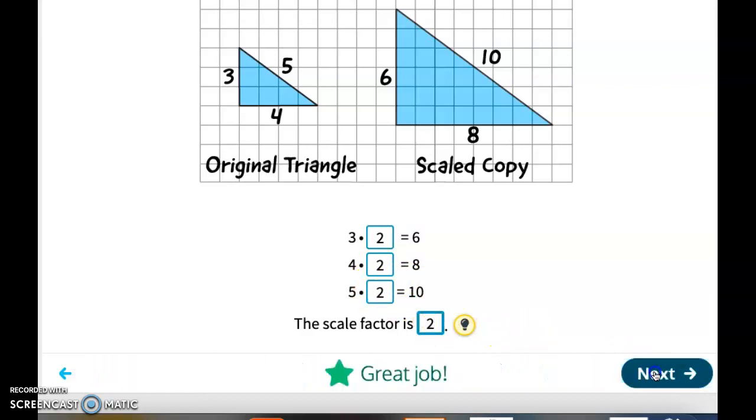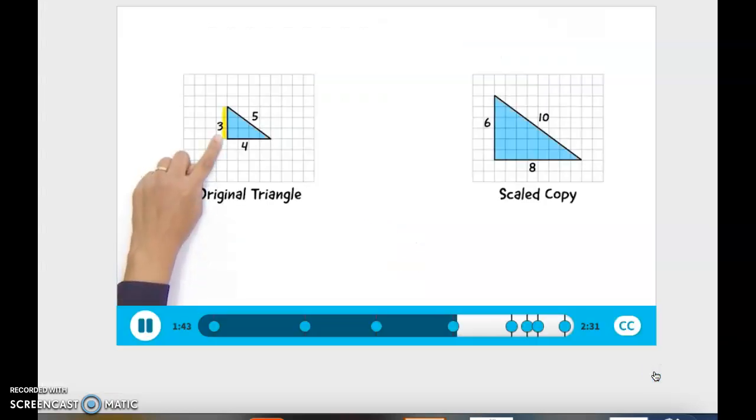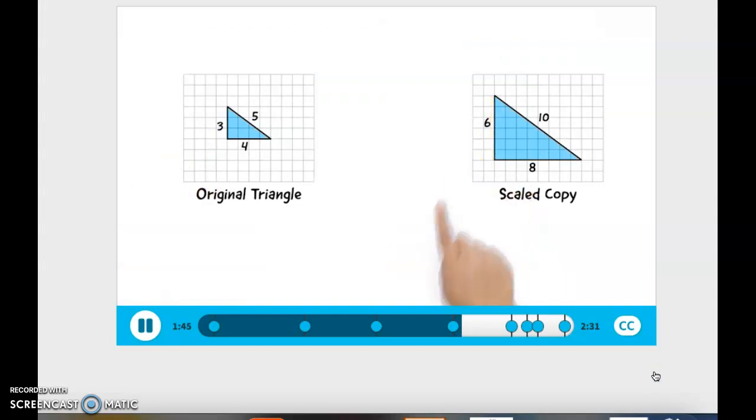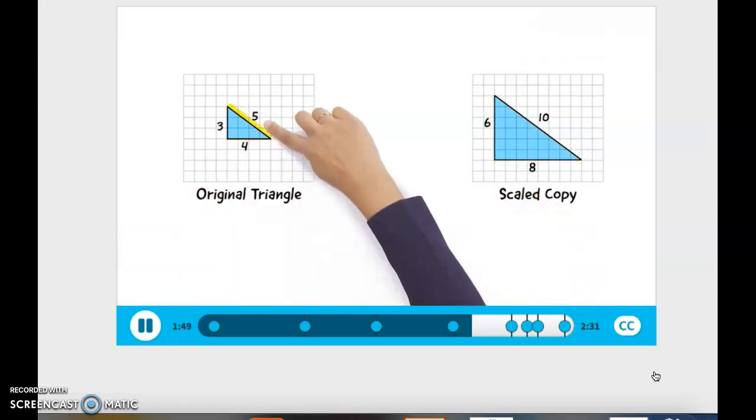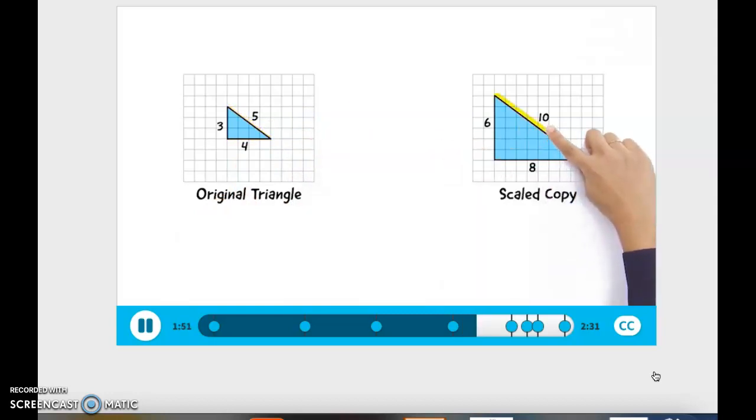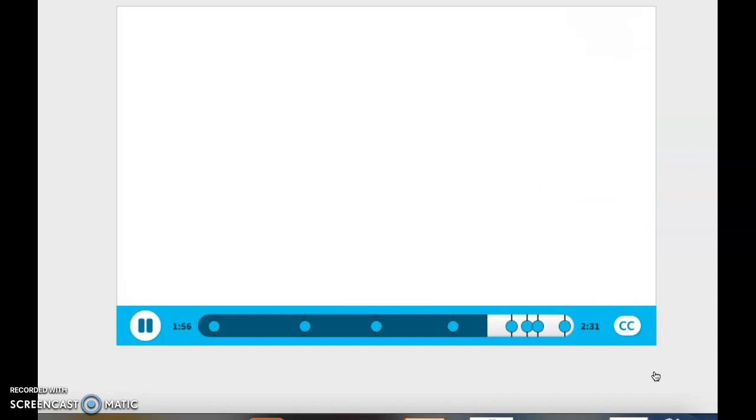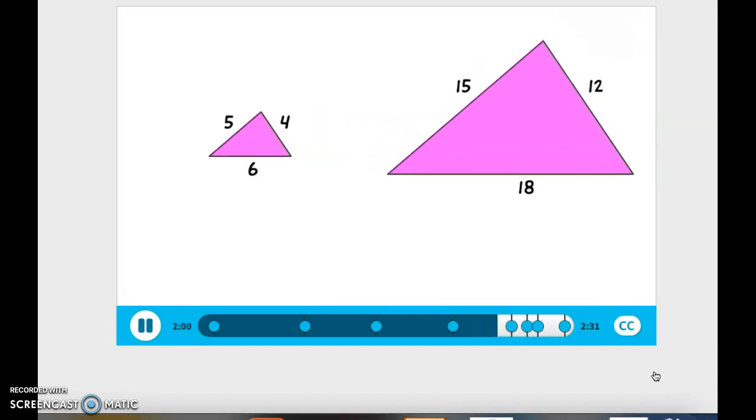We're great. 3 times 2 equals 6. 4 times 2 equals 8. 5 times 2 equals 10. The scale factor is 2. Let's try another. Here is a triangle, and here is a scaled copy. Start by identifying the corresponding sides.